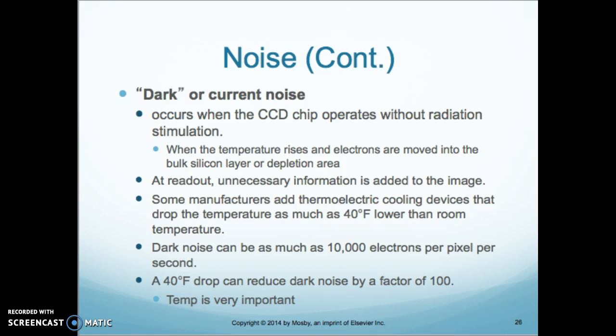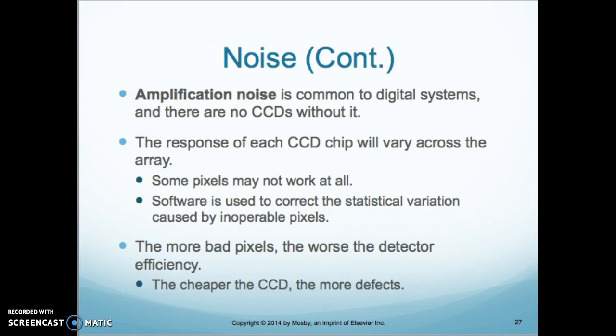So dark noise can be as much as 10,000 electrons per pixel per second. A 40-degree Fahrenheit drop can reduce the noise by a factor of 100. So temperature is very important when we're dealing with the CCDs. Amplification noise is common in digital systems, and there are no CCDs without it. All of them have it.